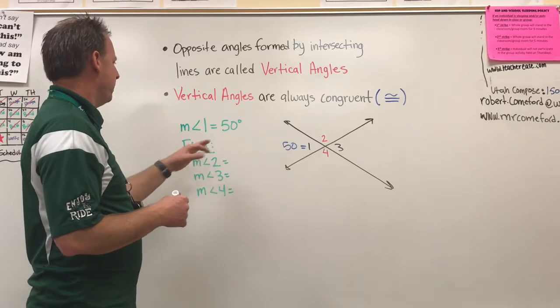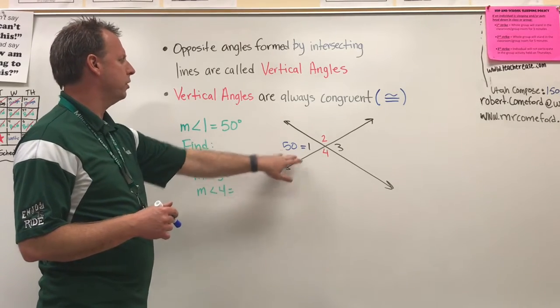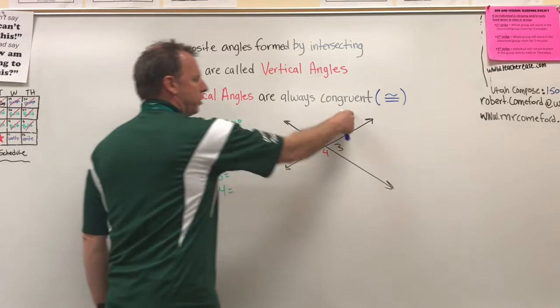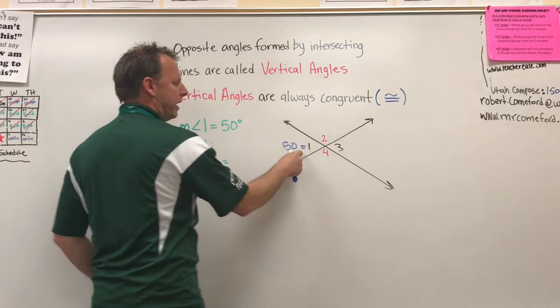So here we go. I know this is 50 degrees. I know the vertical angles are always congruent. 3 is a vertical angle for 1.